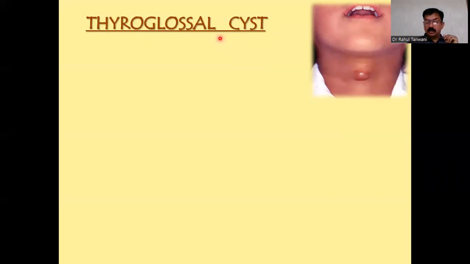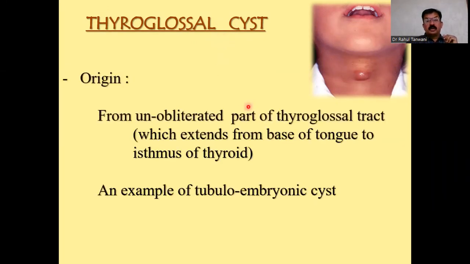It actually arises from an unobliterated part of the thyroglossal tract. Now, what is the thyroglossal tract? We'll see in the next slide. It extends from the base of the tongue to the isthmus of the thyroid, and it gives rise to the thyroid gland in our embryonic life.